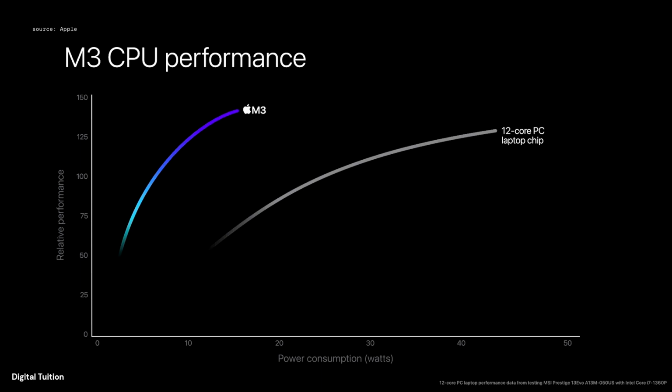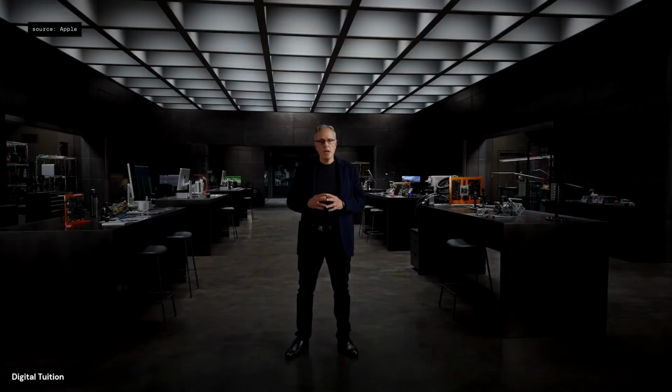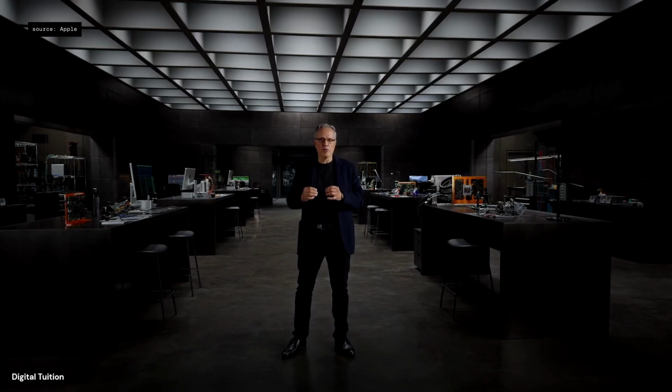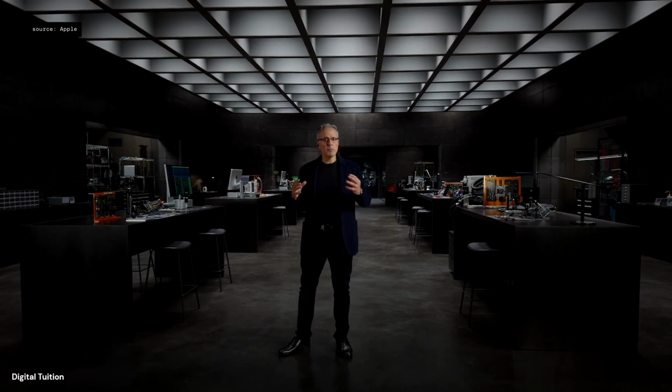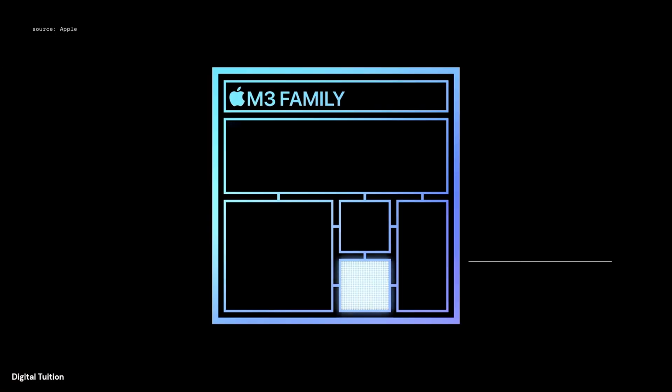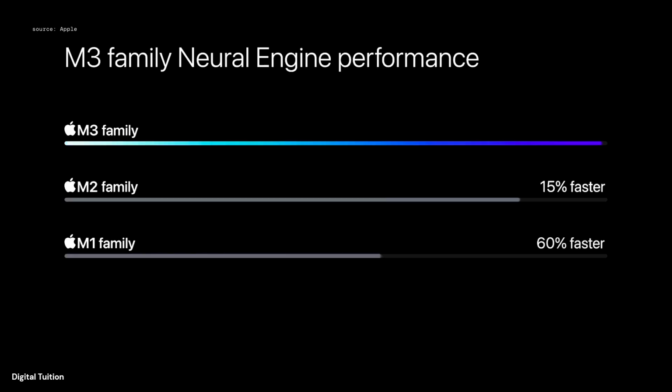Now, when we compare it against the latest 12-core PC laptop chip, it delivers the same CPU performance using just 1/4 of the power. And when we compare it to the GPU performance of that chip, it delivers the same performance using just 1/5 of the power. M3, M3 Pro, and M3 Max also have a faster and more efficient neural engine. That is a breathtaking 60% faster than the M1 family.